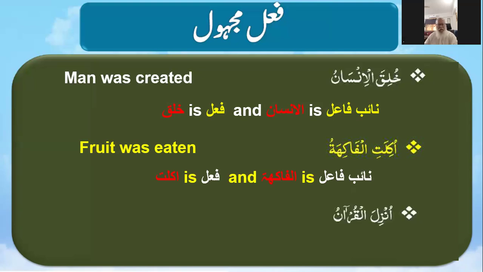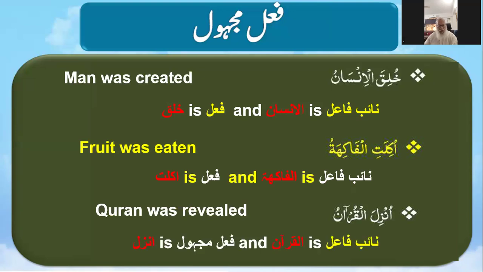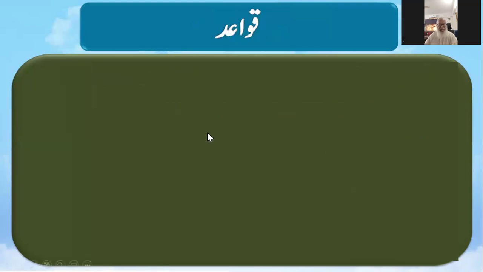Unzila al-Quran. The Quran was revealed. Here unzila is from anzala, it is the fail majhul, and al-Quran is the naib fail. So let's talk about some qawaid. Qawaid means rules, the rules of some things.